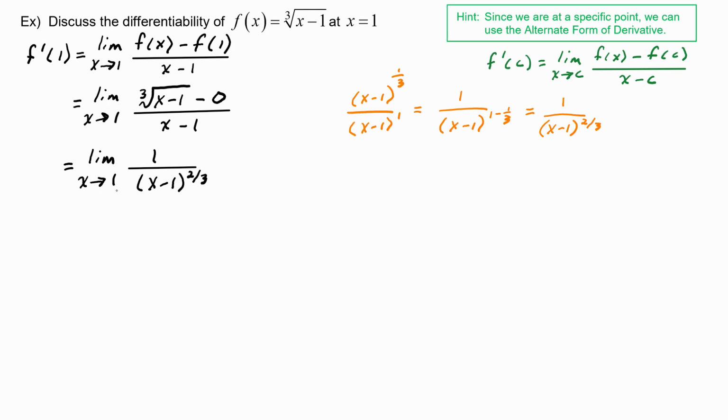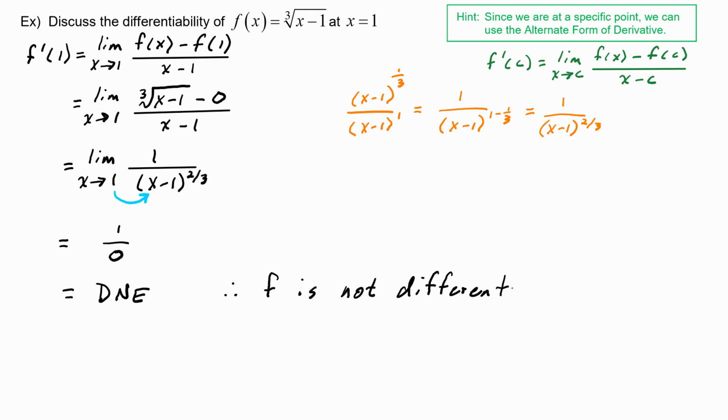Now we can do a direct substitution, and this turns into 1 divided by 0, which of course is undefined. So what we just found is that f prime of 1 does not exist. Therefore, f is not differentiable at x equals 1.